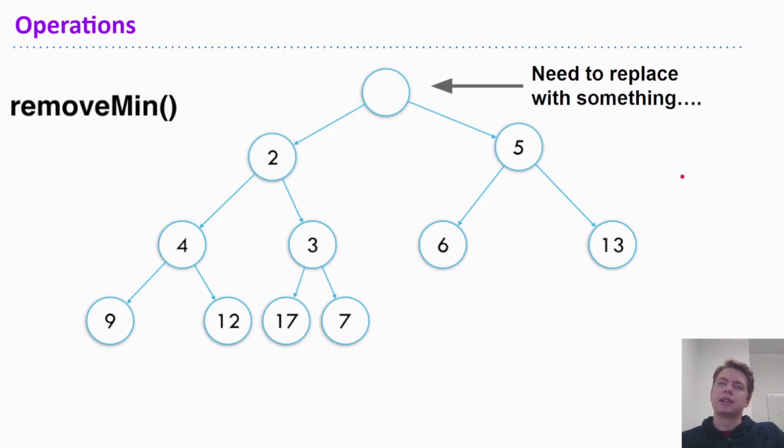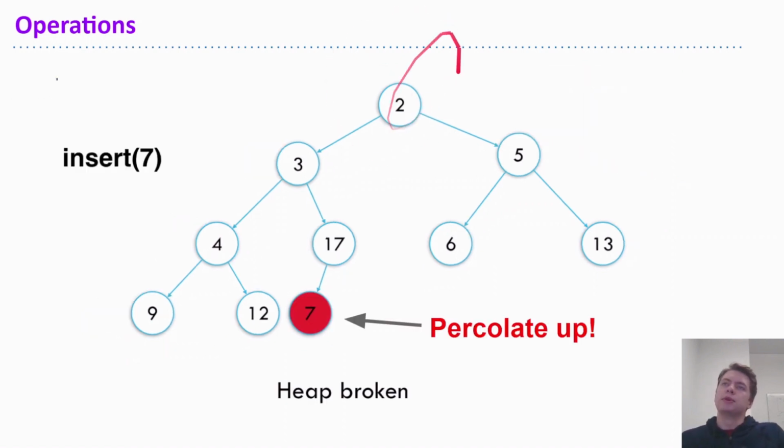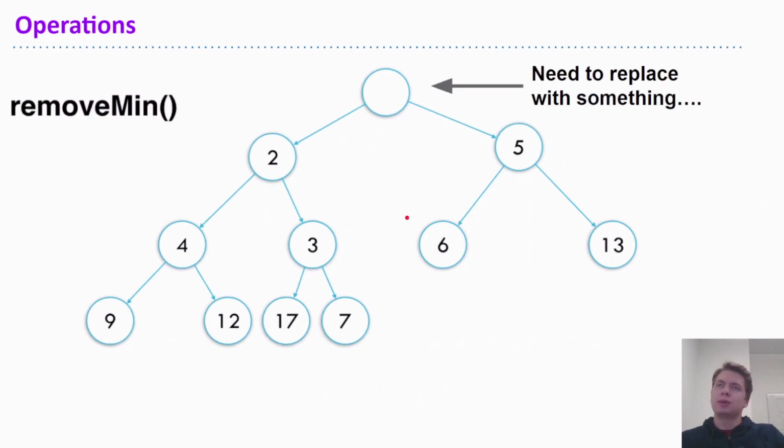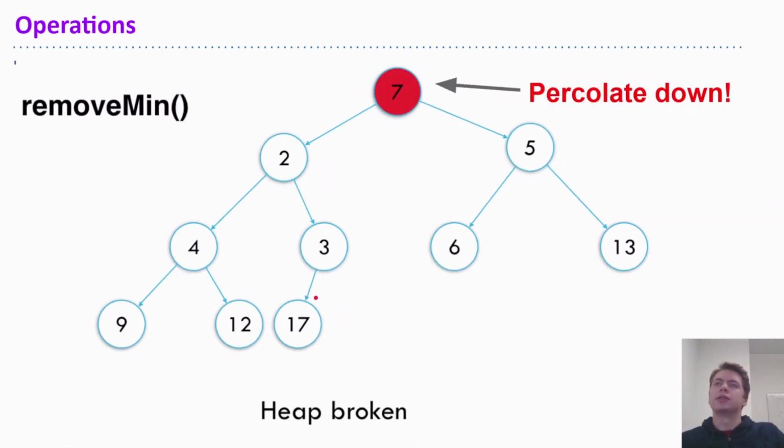For removing min, if we were to remove the overall root node of our heap, or this 2, we would replace it with the last child node. And then we would have to percolate down in order to restore our heap ordering invariant. Because as we can see, the 7, or the previous last child, is now greater than both of its children. So we're going to have to do some percolating to restore our heap ordering.